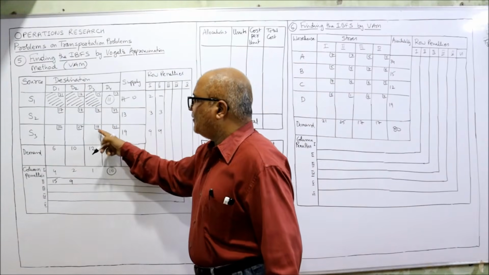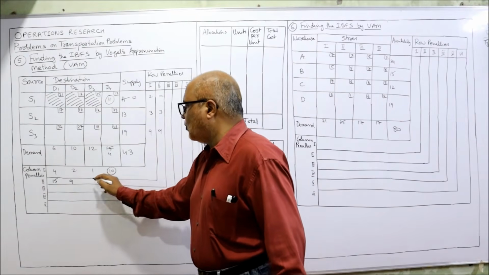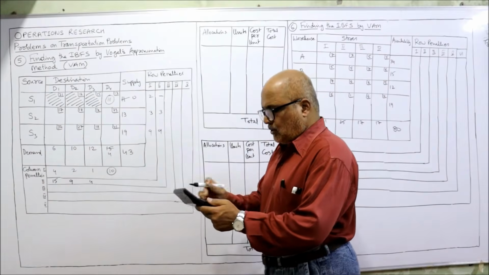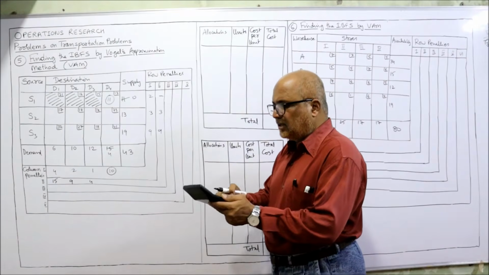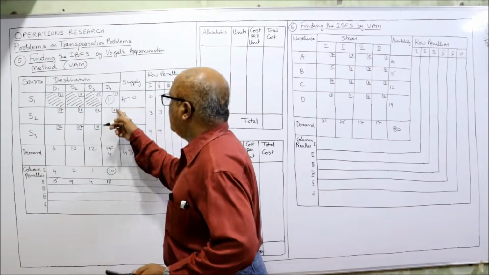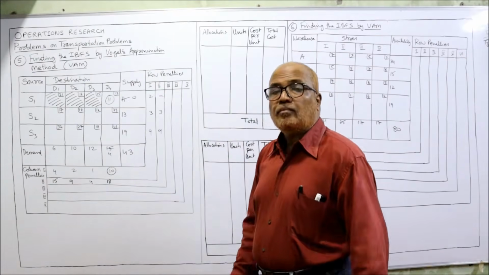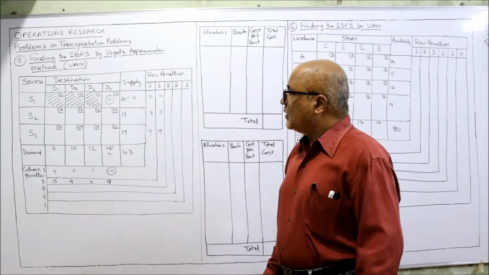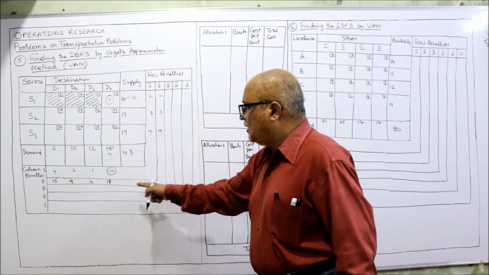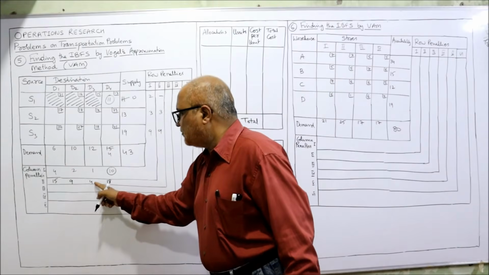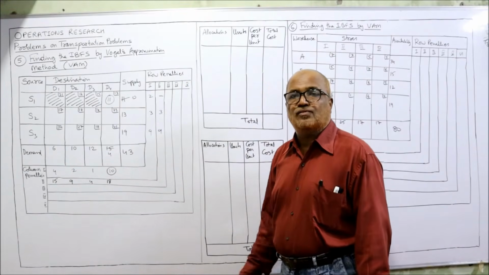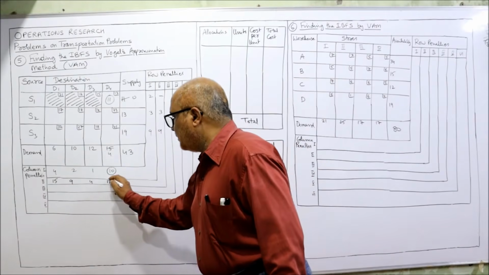Here 18, 14, 18, so 4. Here it is 23, 41. So 41 minus 23, you will get 18. That's all. Now, what is the highest penalty? The rows 3, 9. Here 15, 9, 4, 18. The highest penalty in second case is 18. So round off the 18.